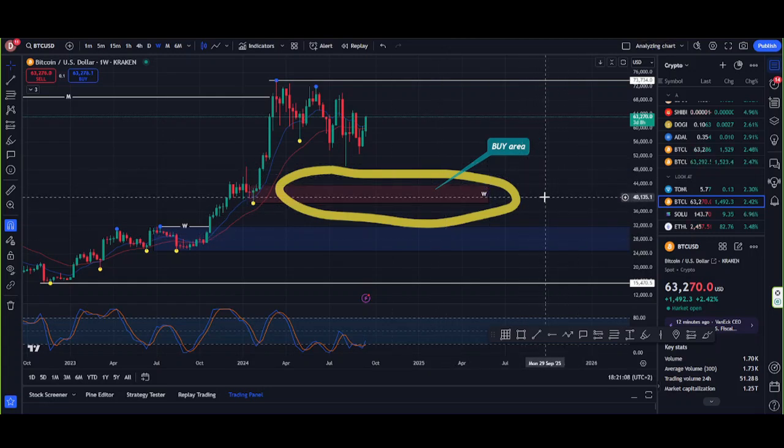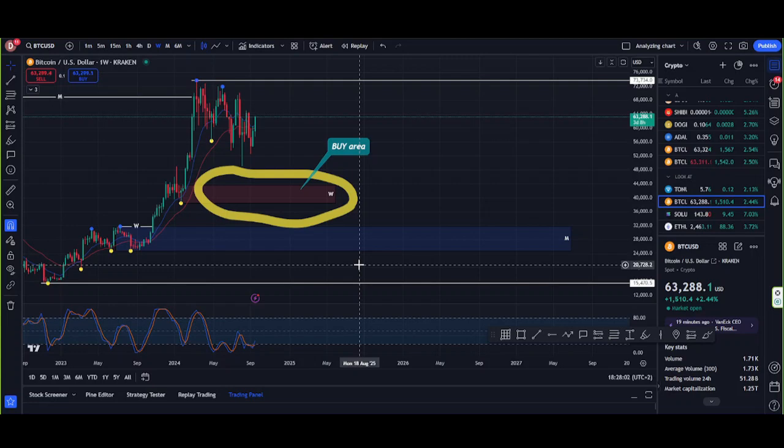Now, what is key to note is what has happened in the news. I believe it was yesterday, the Federal Reserve cut interest rates by 50 basis points. That's the first time they've done that since COVID, so that's a big sign from the markets. Because of the interest rate cut, this gives us a more bullish outlook on Bitcoin.